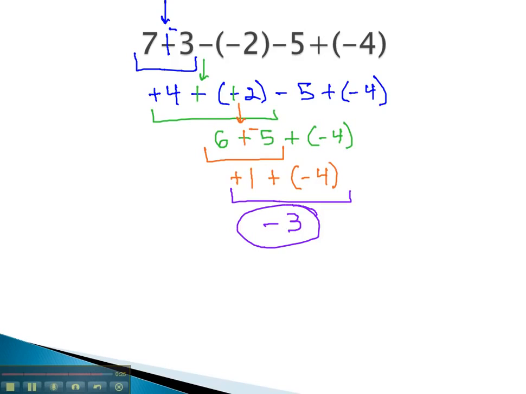Working left to right, remembering that subtraction is really adding the opposite, we can combine our problem using just our addition rules. If the signs are the same, we keep the sign and add the numbers. If the signs are different, we take the sign from the larger number and subtract the numbers to get our final solution.